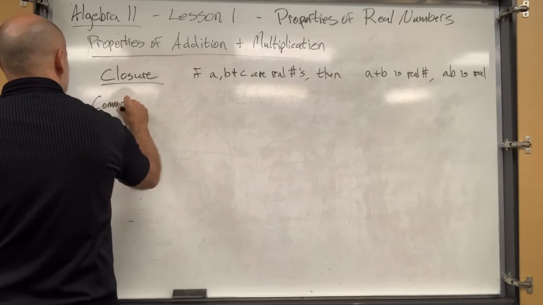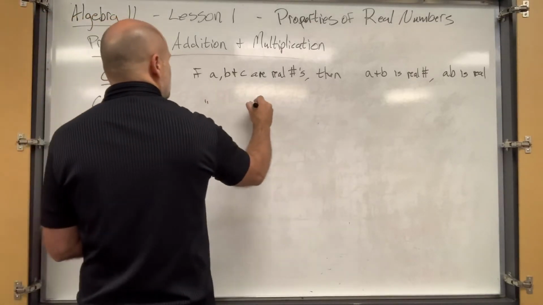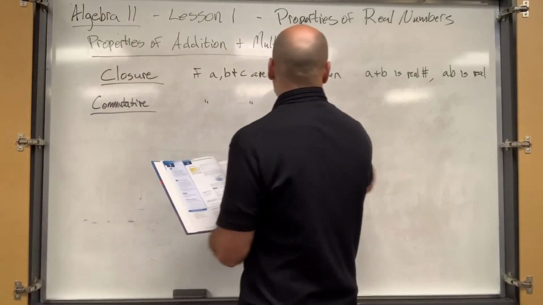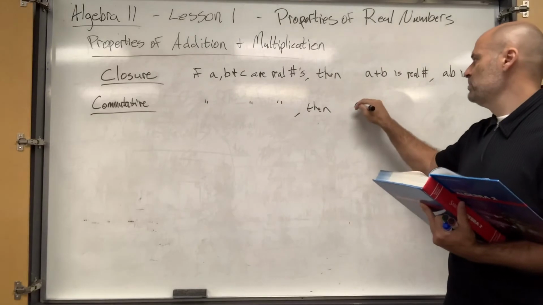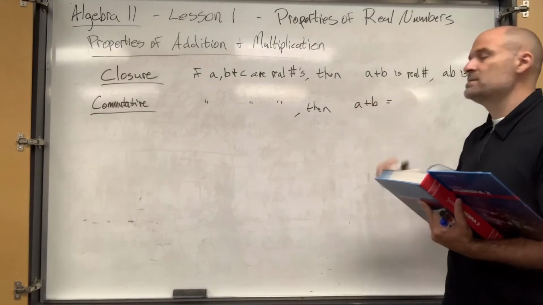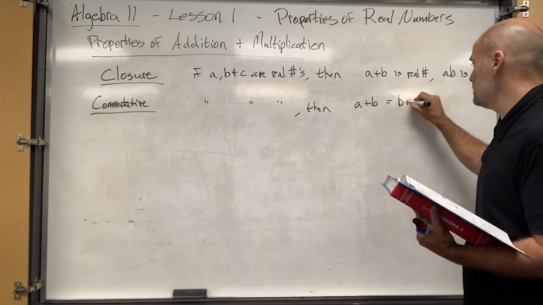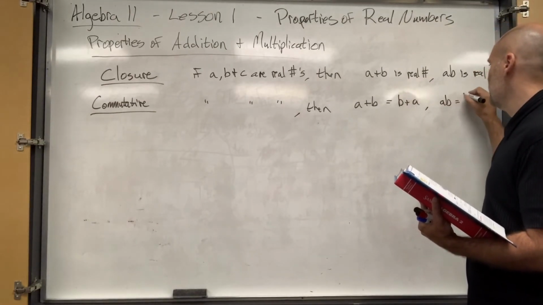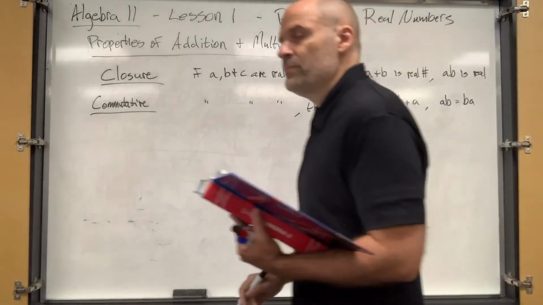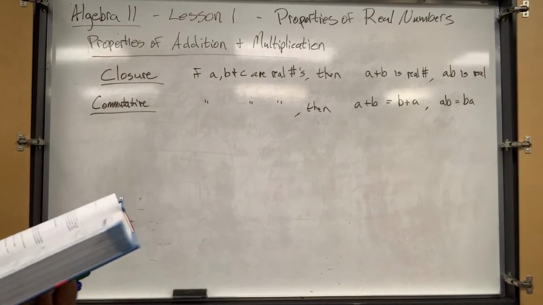All right, here's some familiar properties. Commutative. You guys remember what commutative is? What's commutative property? A plus B equals B plus A. You can switch the order and it doesn't matter. Can you do that with subtraction? No. But you can with multiplication. AB equals BA, right? 3 times 5 equals 5 times 3.